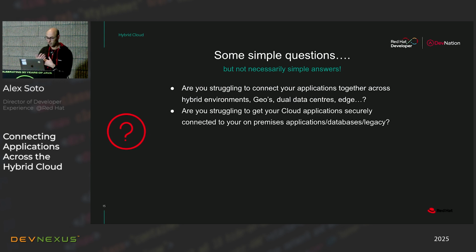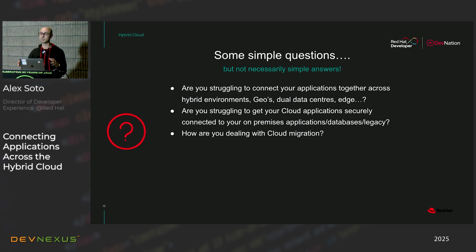Another question: are you struggling to connect your cloud applications securely? Suppose that for a long time I've had my database running on-prem, and now I want to move to the cloud. My application will run in the cloud, but my database will still run on-prem. So how can I connect these scenarios, but securely? How are you dealing with cloud migrations?